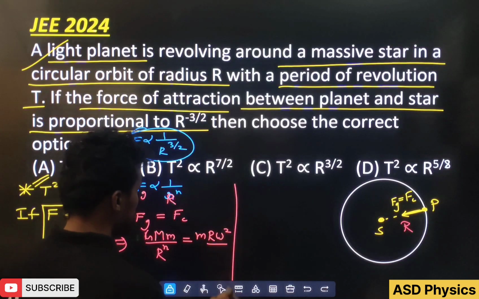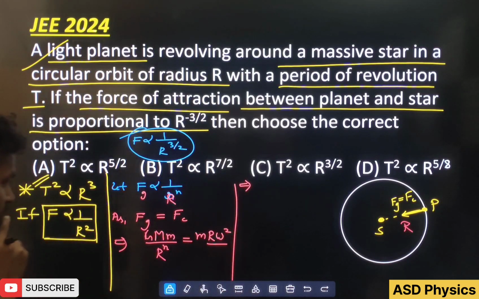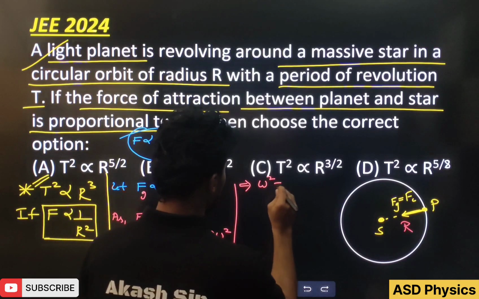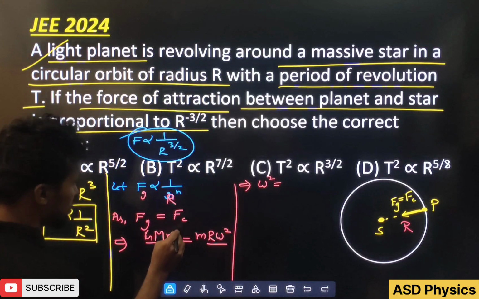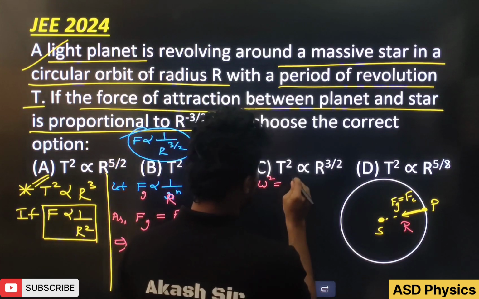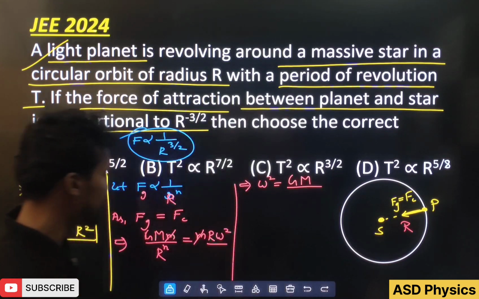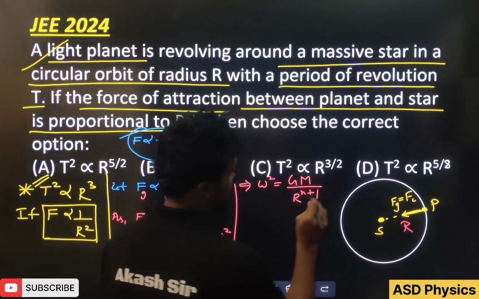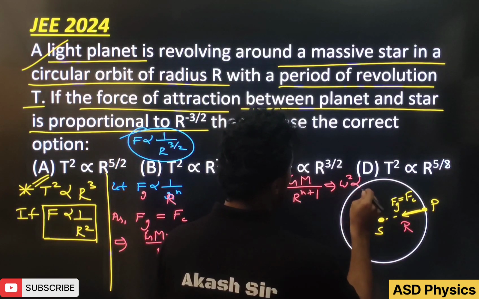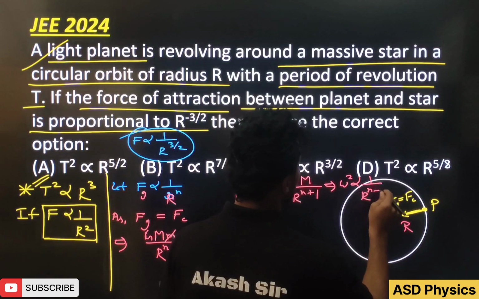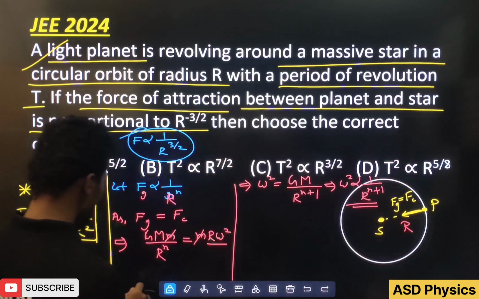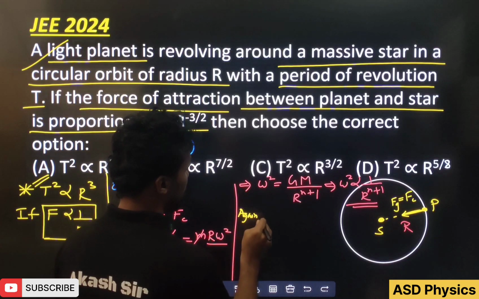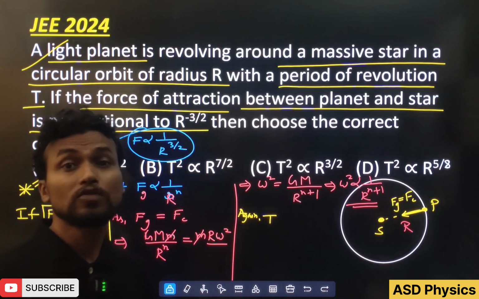After that, students, let's see here. Now, just simplify this. It will become omega square is equal to, from both sides m and m cancel, so it will become G M by r to the power, this r will go to this side, so it will become r to the power n plus 1. Or we can say omega square is proportional to 1 by r to the power n plus 1. Now, students, after that we have to go to the time period again. Time period formula, you know, T equals 2 pi by omega.